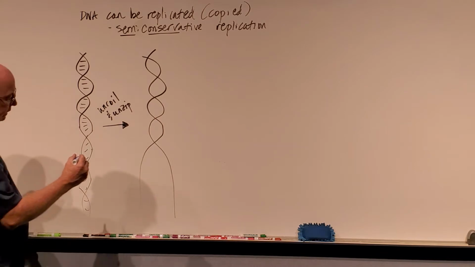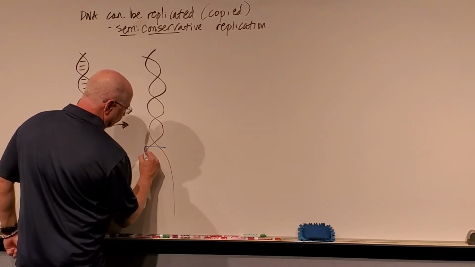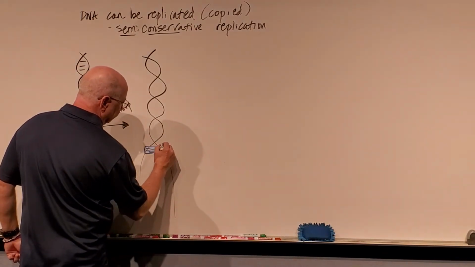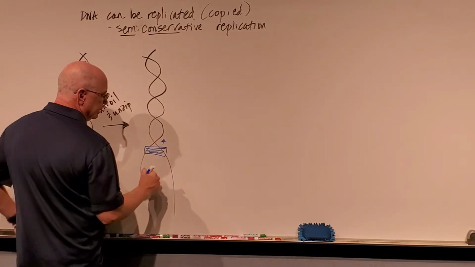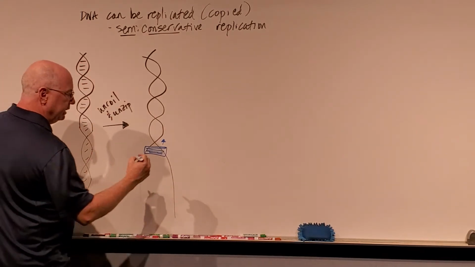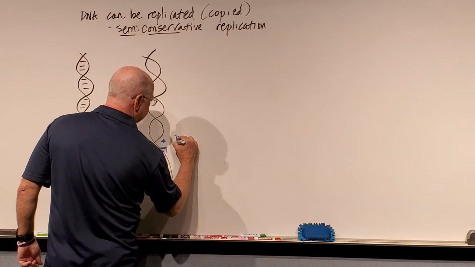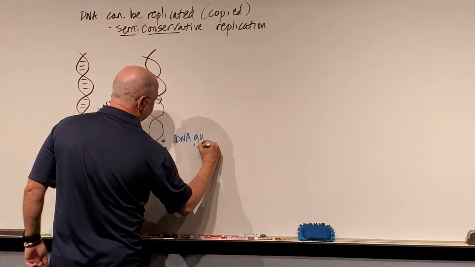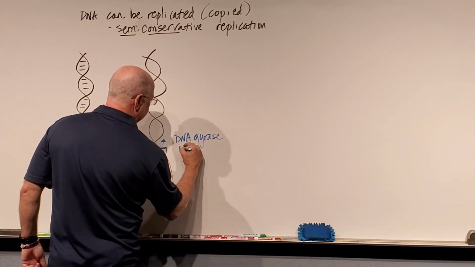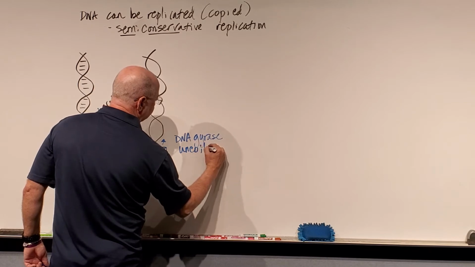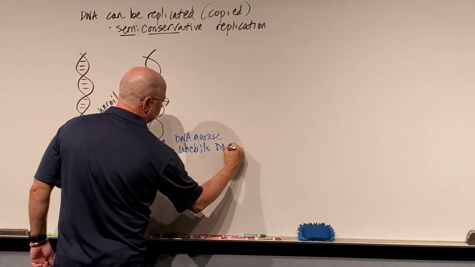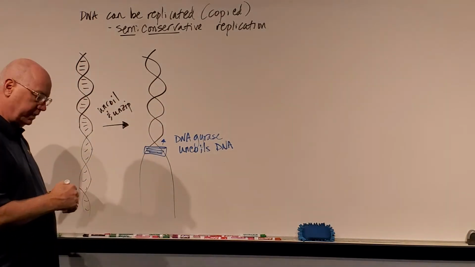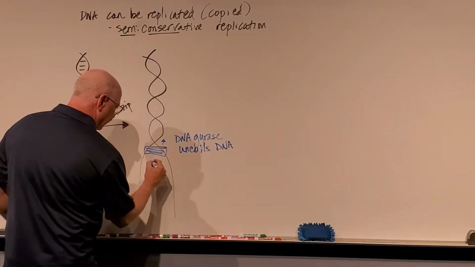Now, one of the enzymes that binds to DNA is going to bind here, and it'll be moving in this direction. And this enzyme is one that uncoils the DNA. And so we call this DNA gyrase, or sometimes we just refer to it as gyrase. And gyrase will uncoil the DNA. That's its job. Behind that, we have some bonds.